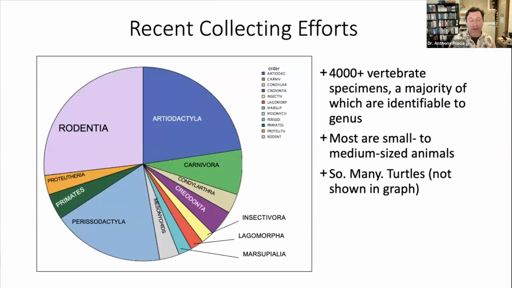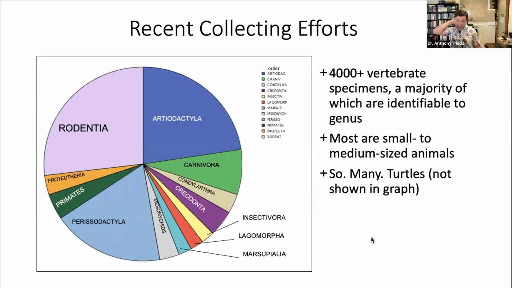And just to give you an idea of the sort of fossils that we've found, as part of the more recent work since the early 2000s, we found over 4,000 specimens of vertebrate animals. Most of these are relatively small things. You can see here a breakdown of the different sorts of animals we find. So lots of rodents, some primates, artiodactyls and perissodactyls, which are hoofed animals. You can see carnivorans in here and a couple of other groups.